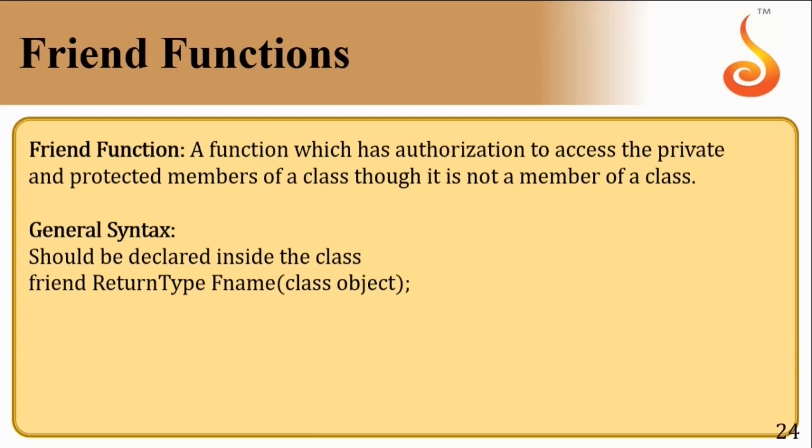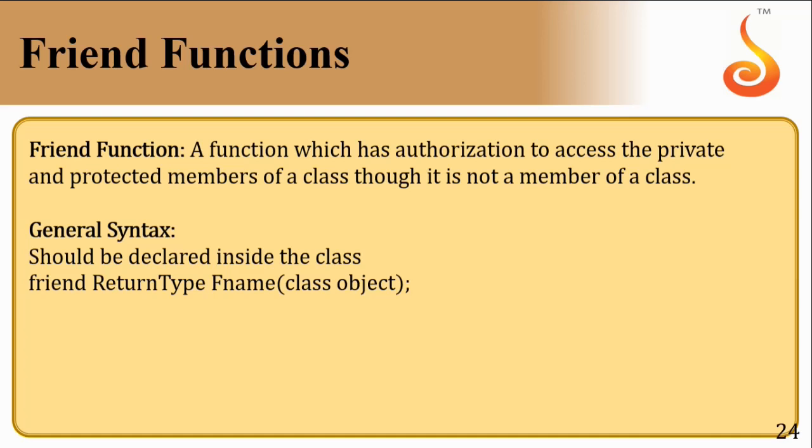I want a standalone function, that is a function which is not a part of the class, to access the private data of the class, that is private and protected, because protected also cannot be accessed outside, it has to be accessed inside, but the only difference is it can be accessed by the derived class members also, whereas private cannot be accessed outside. Only the functions declared in the class can access the private data of the class.